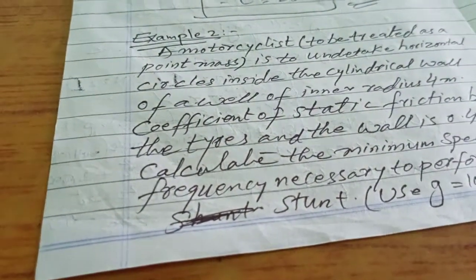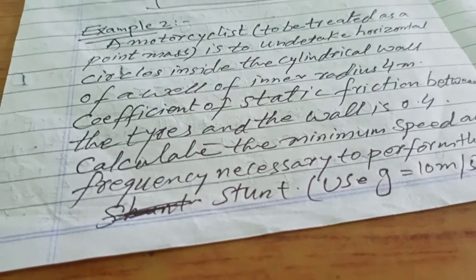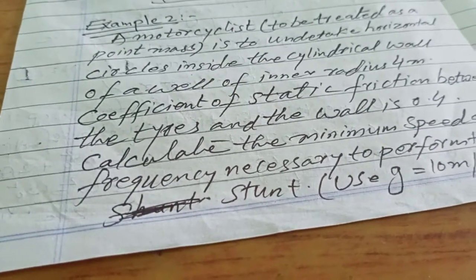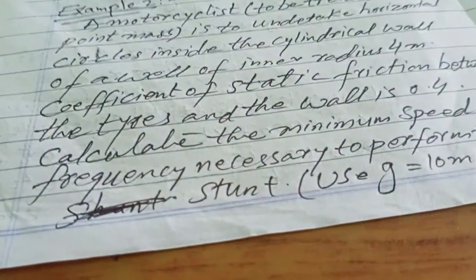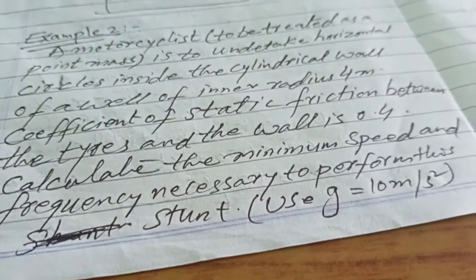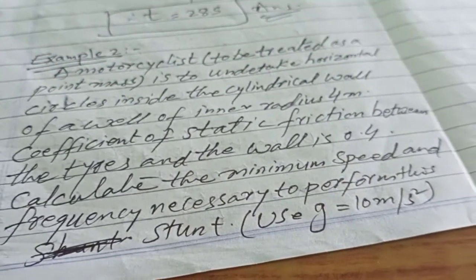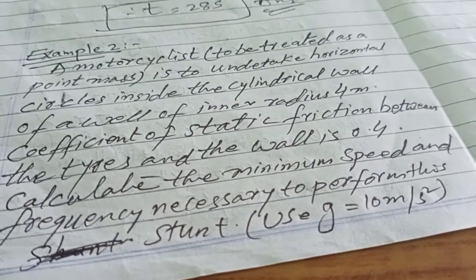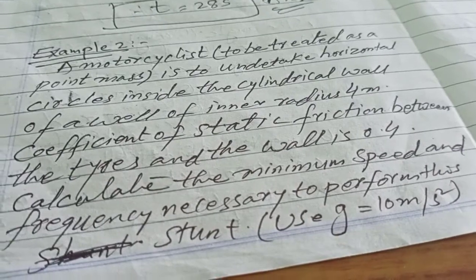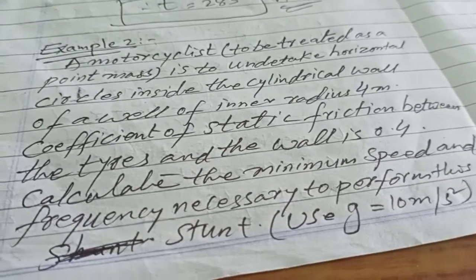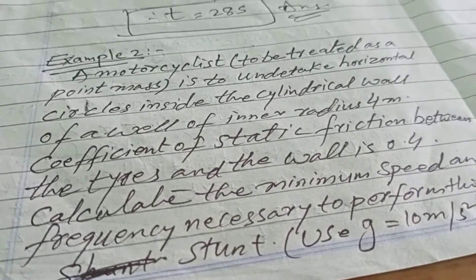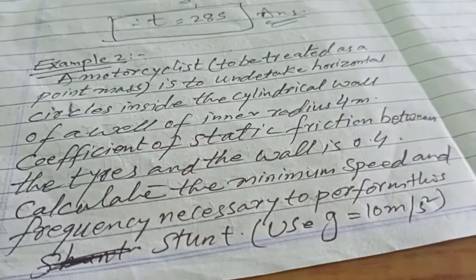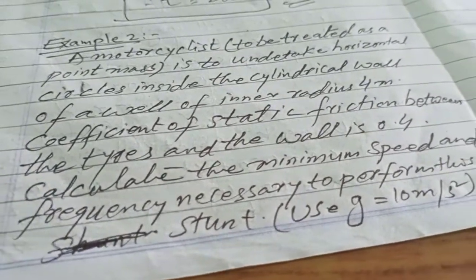The coefficient of static friction between the tires of the motorcycle and the wall is 0.4, and the coefficient of static friction has no unit. Calculate the minimum speed and frequency necessary to perform this stunt. Use g, which is normally 9.8 meter per second square, but to solve this numerical simply, g is given as 10 meter per second square.